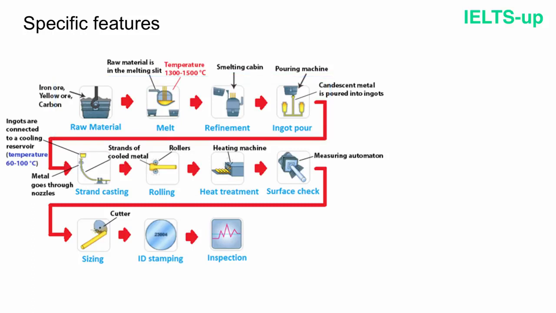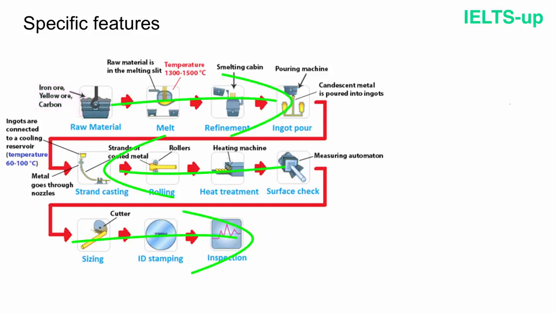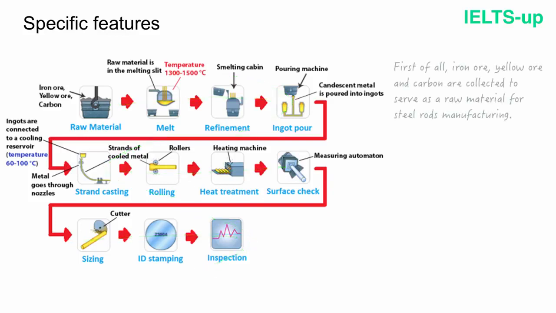What does the diagram show? We can see that the first stage is called raw material. The picture shows a box with some raw material and an arrow indicating that iron ore, yellow ore, and carbon line that box. This material will experience some transformations throughout the process and will become a steel rod. I describe the stage in such a way.